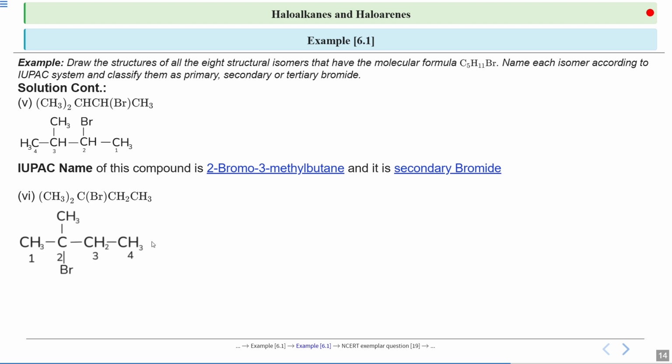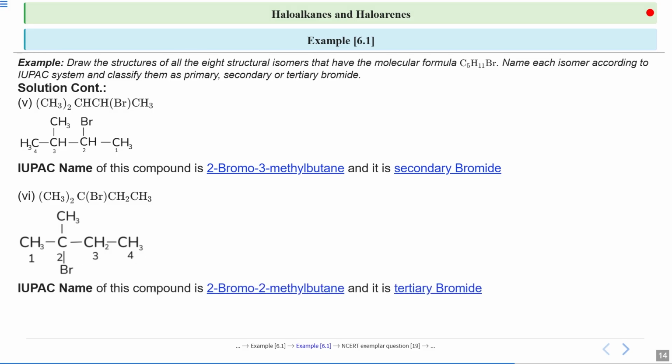And when you've done the numbering, you have to consider giving the smallest number to the carbon at which the bromine is present. So it is getting 2. 1, 2, 3, 4. So the IUPAC name of this compound will be 2-bromo-2-methylbutane. We have a parent chain of 4 carbons. So 2-bromo-2-methylbutane, and it is a tertiary bromide because bromine is attached with a tertiary carbon, the carbon which is attached with 3 other carbons.